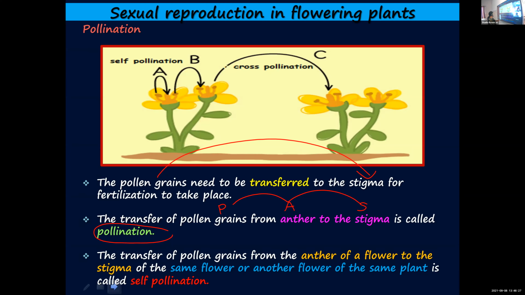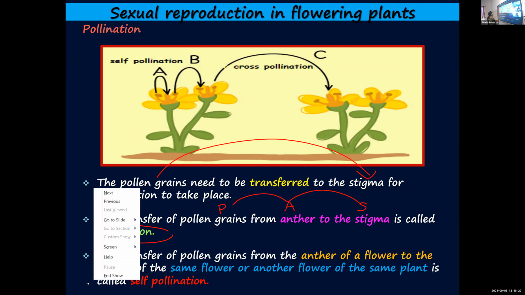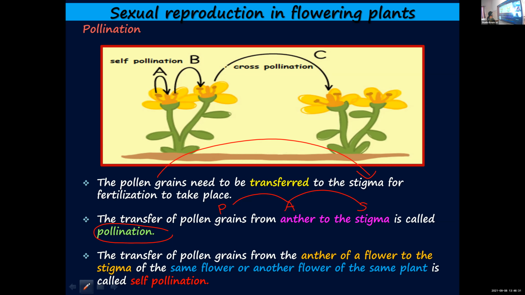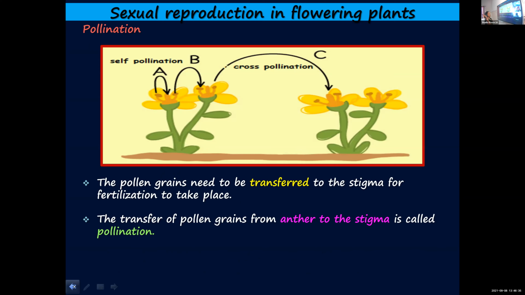Before seeing the explanation, you can see the figure given over here. Just concentrate on the figure now. In the picture, they have marked A, B, and C. C is cross-pollination. A and B are self-pollination. Now let's see the figure closely.